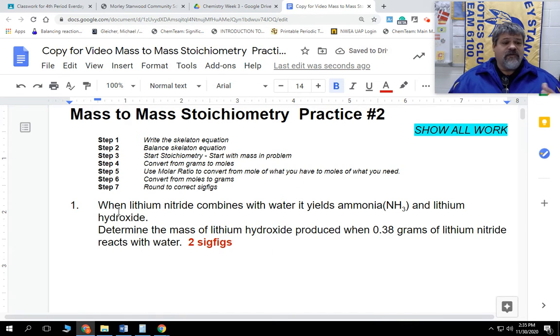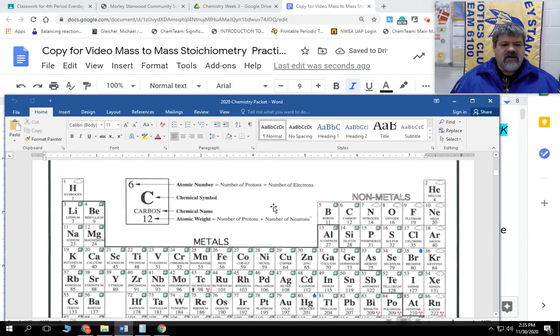So let's look at our first thing we have to do, our skeleton equation, or our unbalanced chemical equation. And it says when lithium nitride combines with water, it yields ammonia and lithium hydroxide. So let's go ahead and start with what we have. We have lithium nitride. So lithium has a charge. I believe its charge is +1. Nitrogen is a -3. But let's go ahead and double check those. And again, I would double check those each and every time.